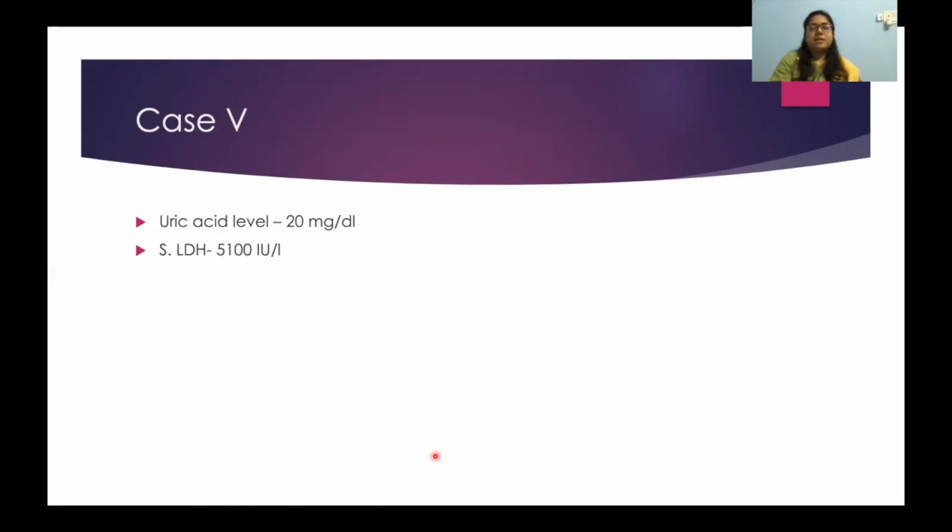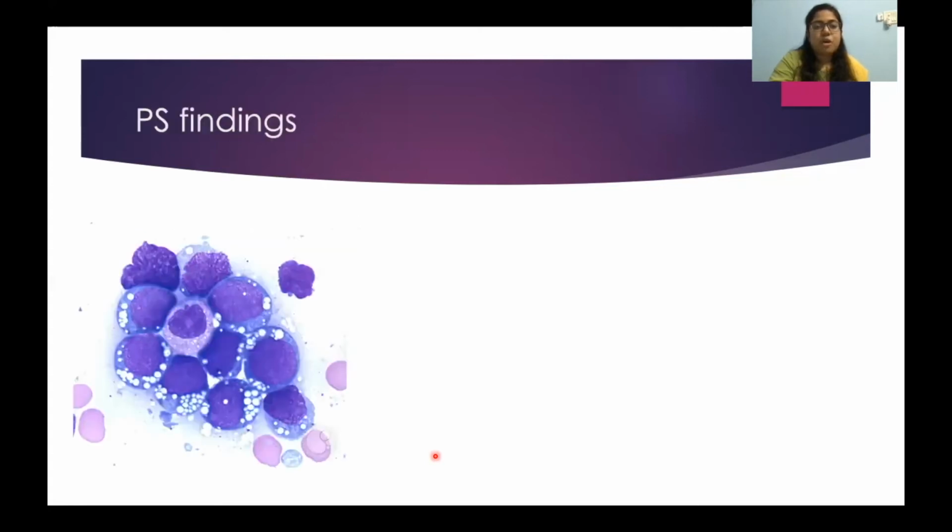Next case. Till now we have seen discrepant calcium level, discrepant potassium level. Let's throw something else in the mix. Say you have a patient with a high uric acid level, 20 milligram per deciliter. You do the serum LDH, it came back as 5100 international units per liter, which is very high. Now what? Obviously you understand that it is a case of tumor lysis syndrome. There are a few hematological malignancies which can give rise to tumor lysis syndrome. The most common being Burkitt's lymphoma or Burkitt's leukemia.